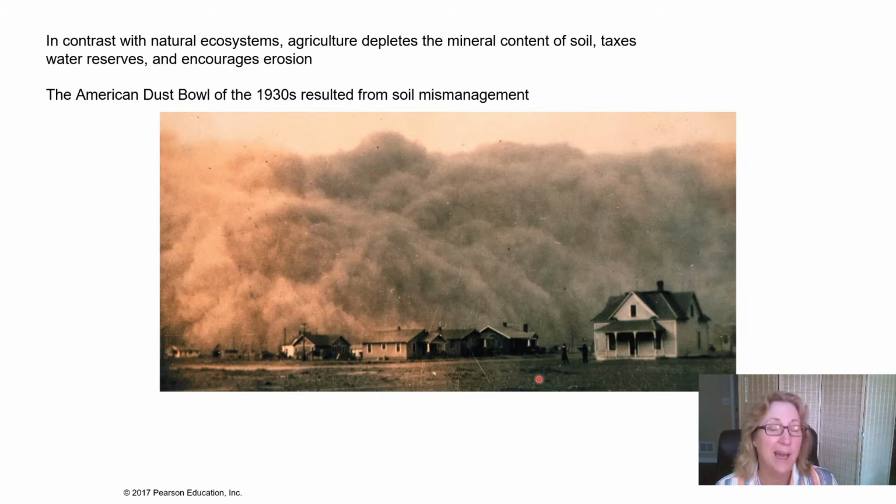The most common example of disastrous soil management is the Dust Bowl of the 1930s in the United States, which was centered in Oklahoma, but also included Nebraska and Kansas. And this was a result of homesteaders moving west and farming land that was very marginal in terms of rainfall for the crops that they were trying to grow.